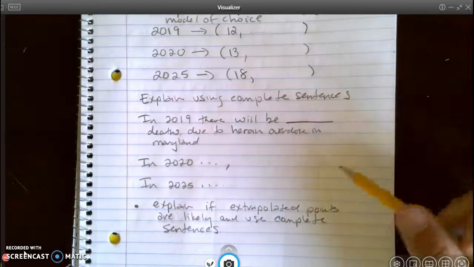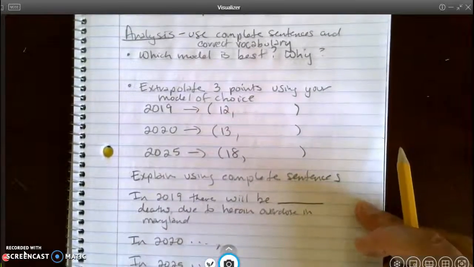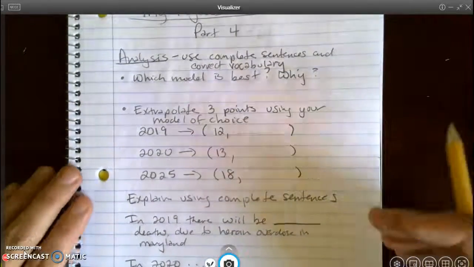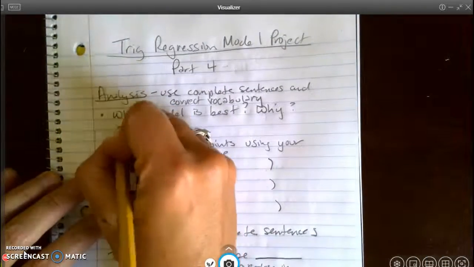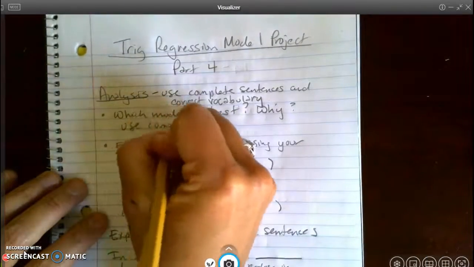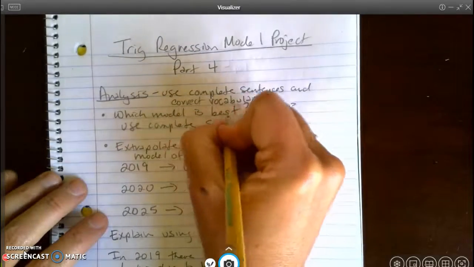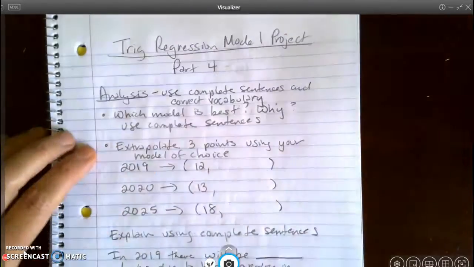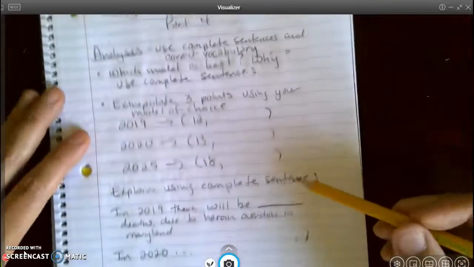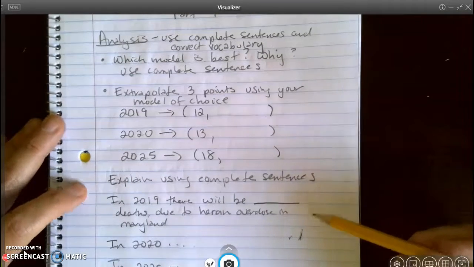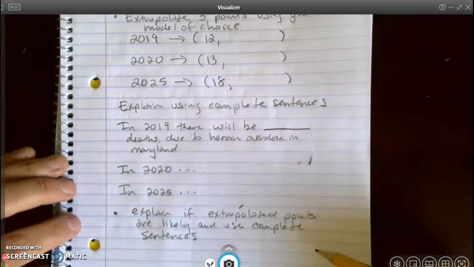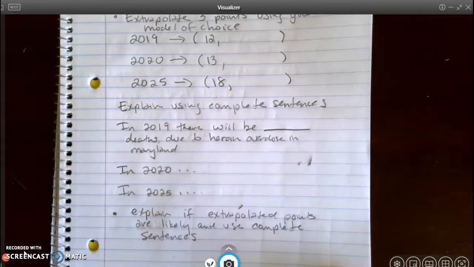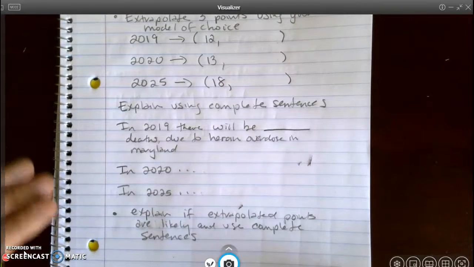So this is your analysis. All right, so that is one of the things that you need to do for part 4. Notice which model is best and why. I'm going to also say use complete sentences. Notice in every one of these parts, extrapolate 3 points using your model, explain using complete sentences. Explain if extrapolated points are likely, and use complete sentences. In all of your analysis, you are to use complete sentences.